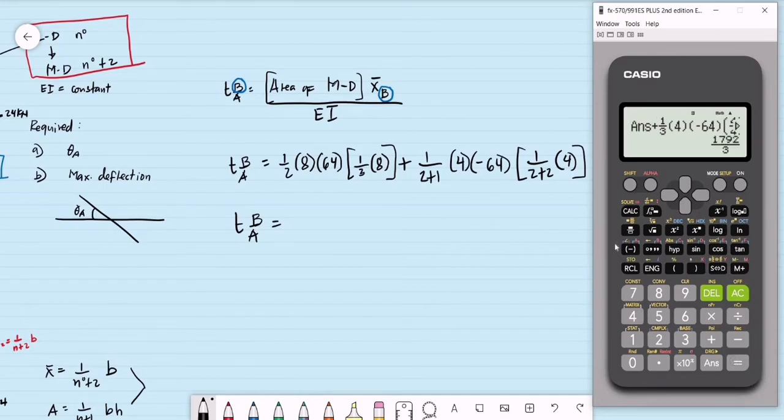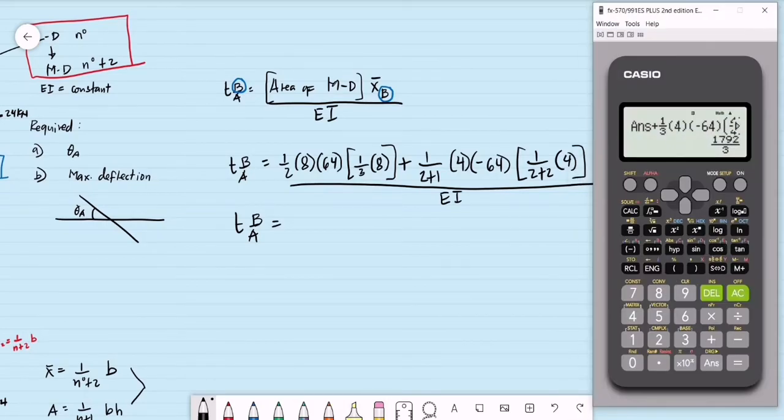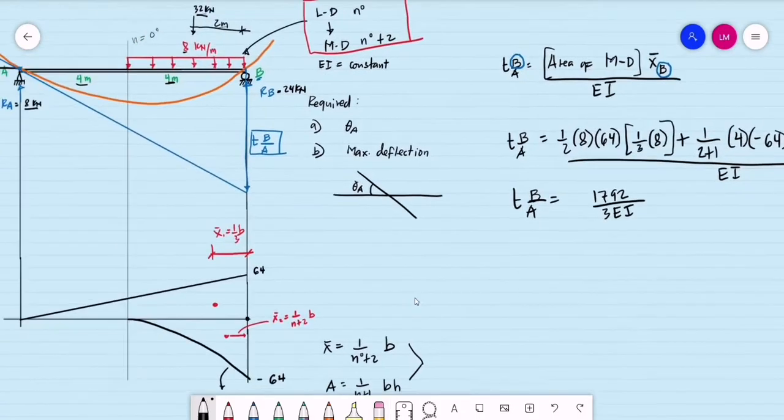So we have the deviation. Supposedly, the right side of the equation should be all over EI. So the deviation is equal to 1,792 over 3, or 1,792 over 3EI. So this is the deviation from point A to point B.